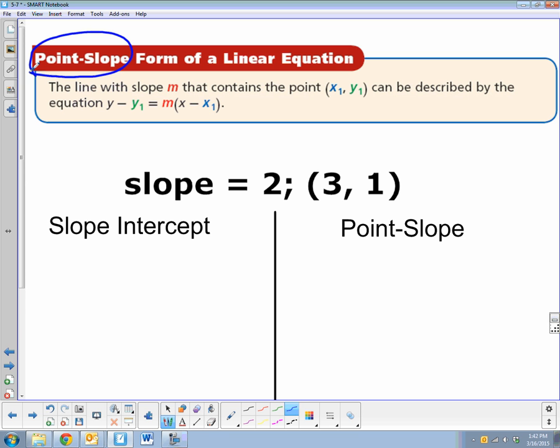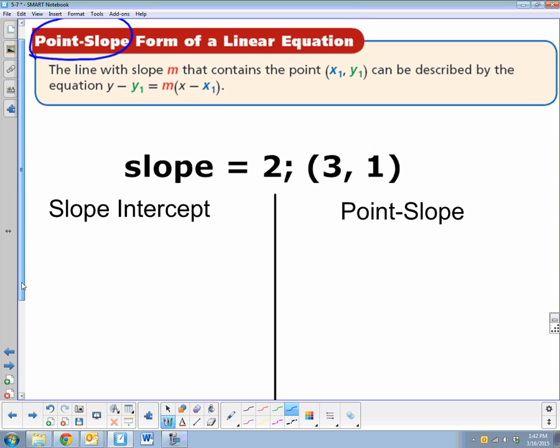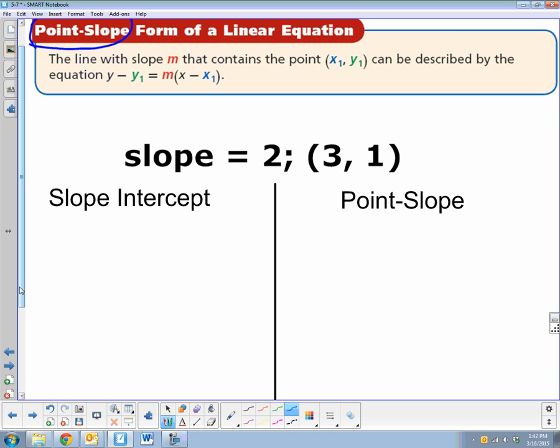On the test, you will have at least one question that says, use point-slope form. You will have at least one question on the test that says, use slope-intercept form. You have to do them both at least once. Then you can choose which one you like for all the other ones.